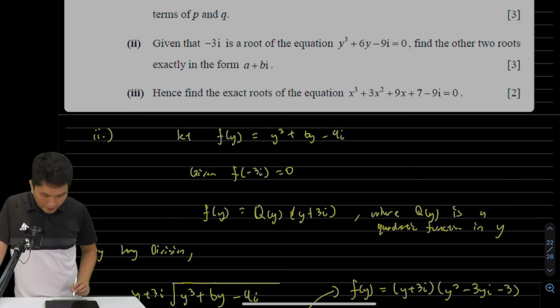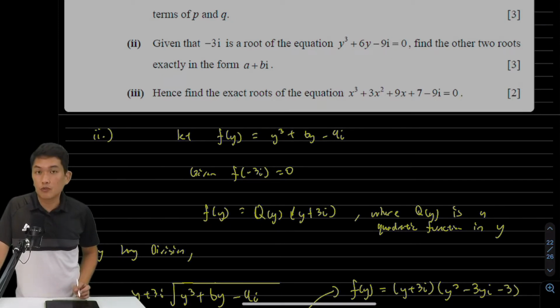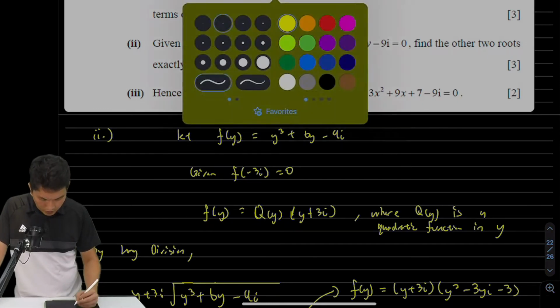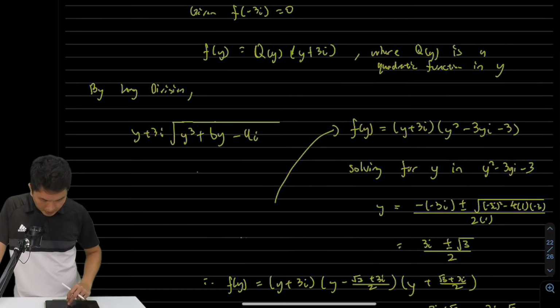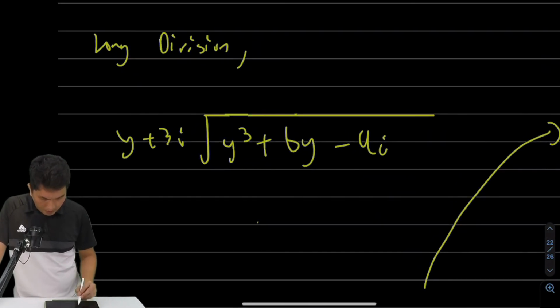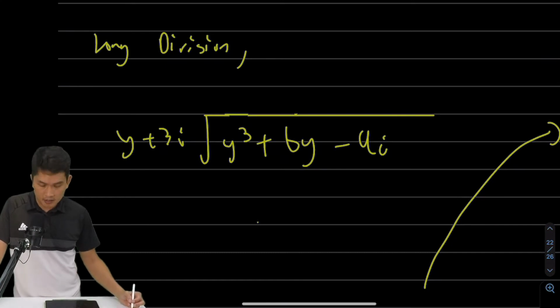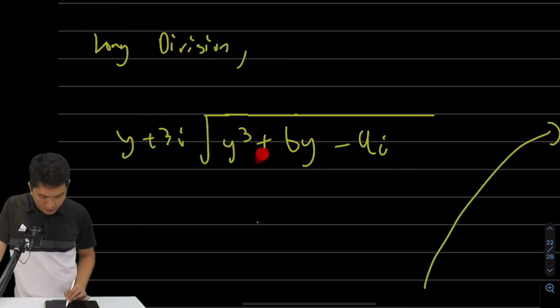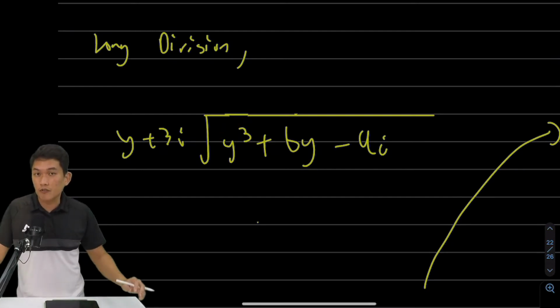So how do I find out what the quadratic is? I can do long division. Let's do a quick revision on long division over here. If I take the cubic that I have, y cubed plus 6y minus 9i, divided by this, how do I start? You always want to focus on the first term, or the leftmost term. In this case, I have a y cube. How do I resolve the y cube?